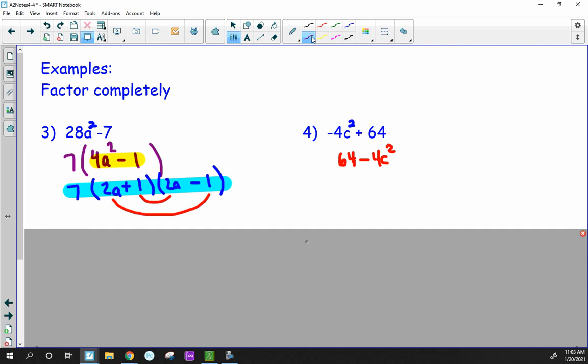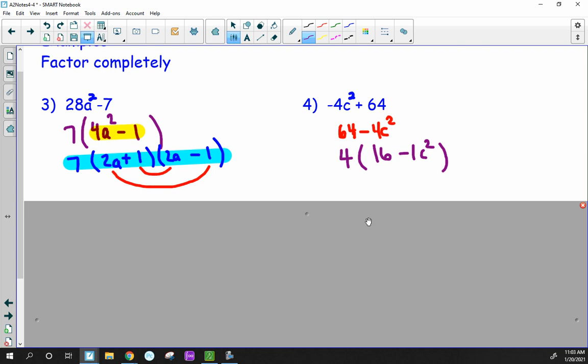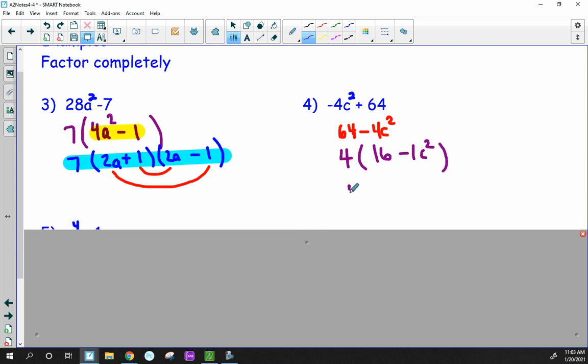Then you're looking for a common factor. There is a number that goes into 4 and 64. 2 will work, but 4 is actually better. So let's always pick the greatest number. Okay, then you're going to see 4 times something gives you 64, and that's going to be 16. 4 times something gives you negative 4c squared, and that's going to be negative 1c squared. All right, you're going to drop your 4 down.